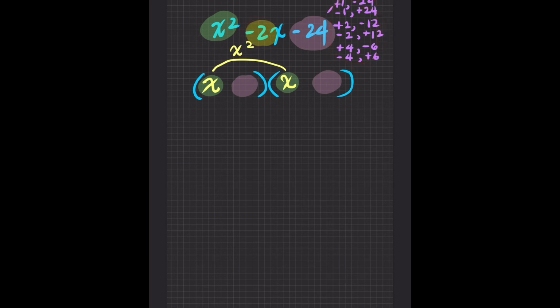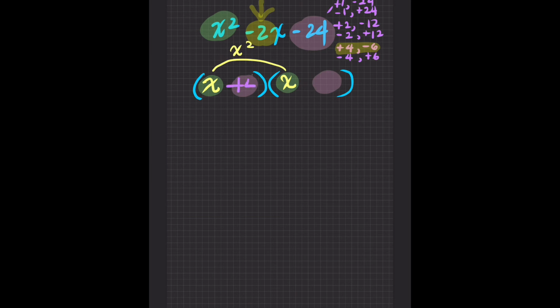For example, this one will give me a negative 23. This will give me a positive 23. This will give me a negative 10. This will give me a positive 10. But over here, you can see plus 4 minus 6 will give me a negative 2, while minus 4 plus 6 will give me a positive 2. So which one should we use? We should choose this, because when I do plus 4 minus 6, I will get a negative 2.